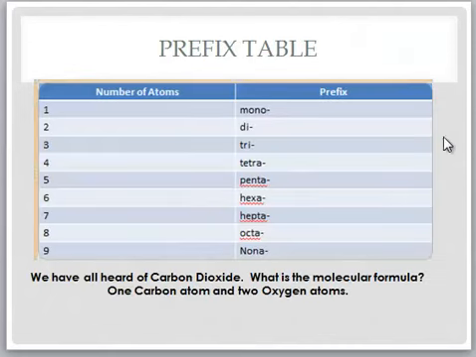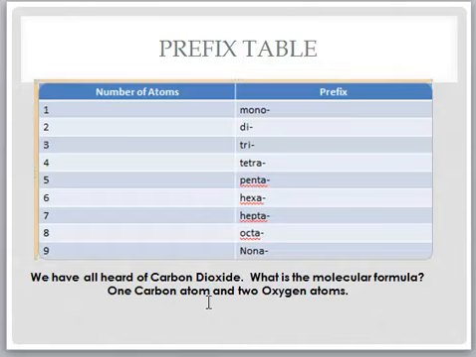Here's our prefix table. 1 mono, 2 di, 3 tri, 4 tetra, 5 penta, 6 hexa, 7 hepta, 8 octa, and 9 nona. I hope I said that right. We have all heard of carbon dioxide. It's kind of like that water molecule. We've all heard of it. We've all seen it somewhere. It's something that we know. So let's build on that we know.